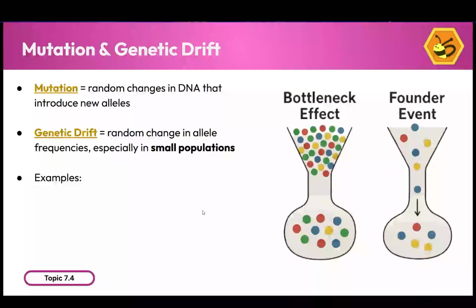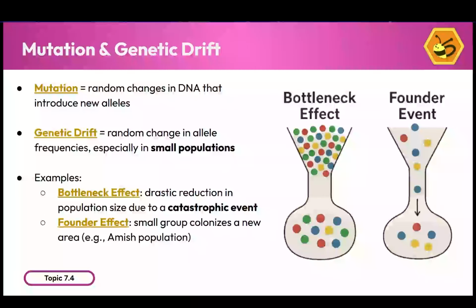Genetic change is made up of two main parts: mutations and genetic drift. Mutations are random changes in the DNA. I'm sure everyone has gone over some of that in Unit 4, and it's just the random changes that occur.